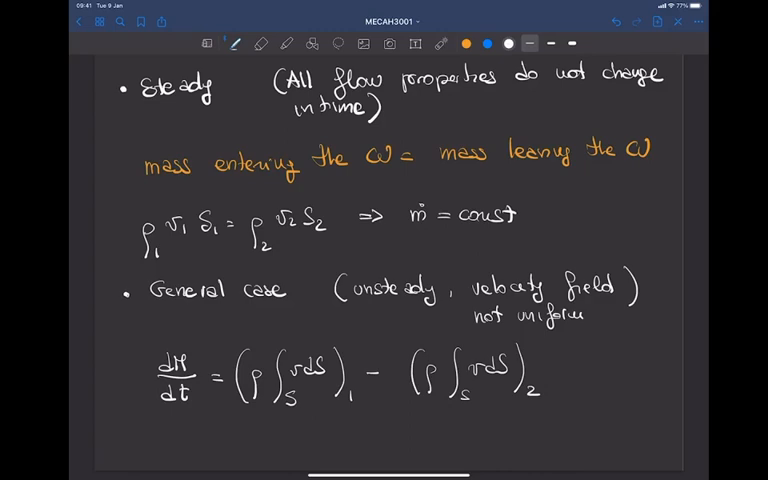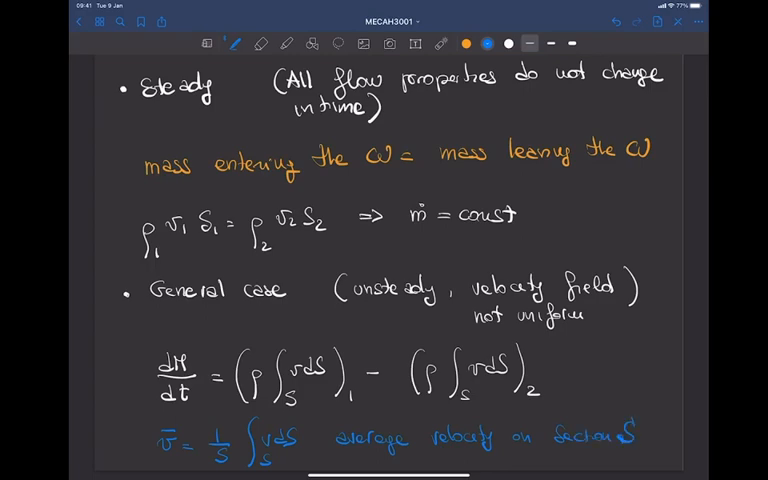Excellent. So now that we have that, we can also introduce an average velocity that is 1 over S integral V dS over the section. So this is the average velocity on section S.